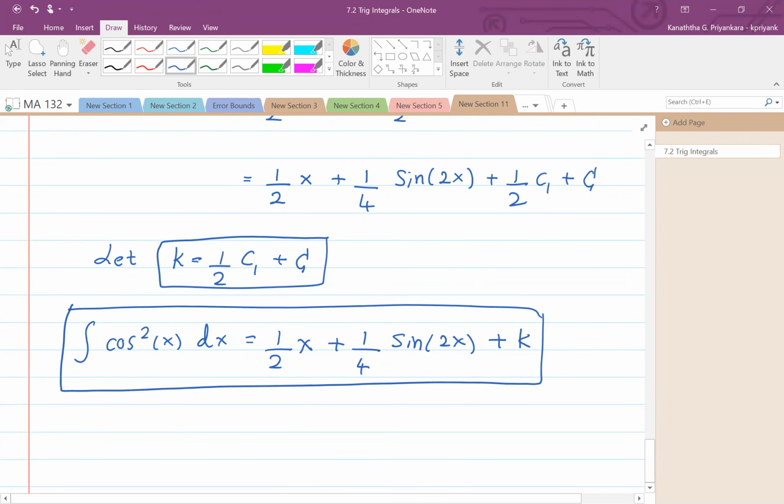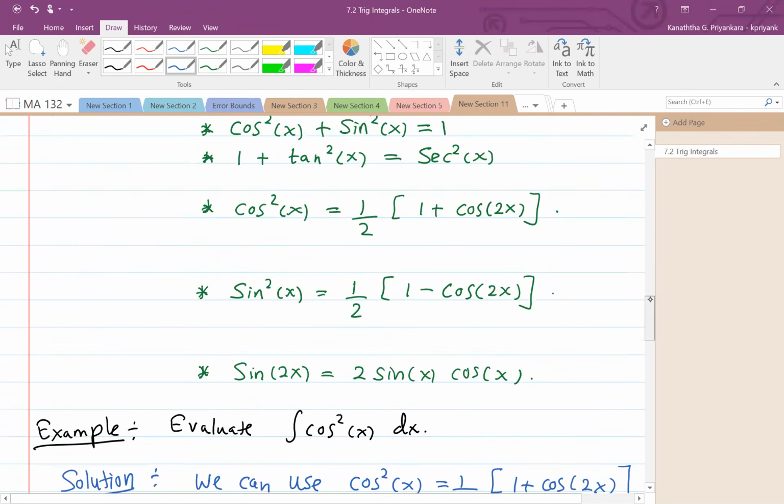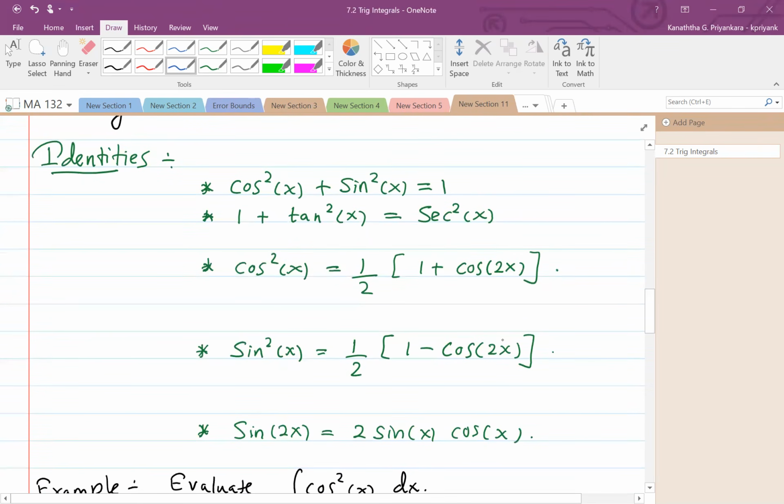So that's how you can integrate cosine squared. If I give you sine squared, for example, then you can use this identity, sine squared x equals 1/2 times 1 minus cosine 2x, and then you can get the answer.